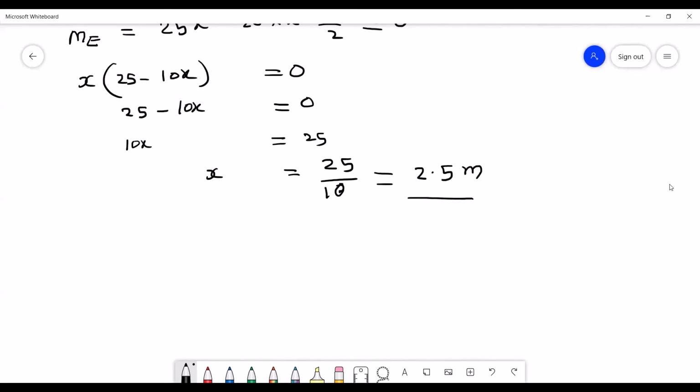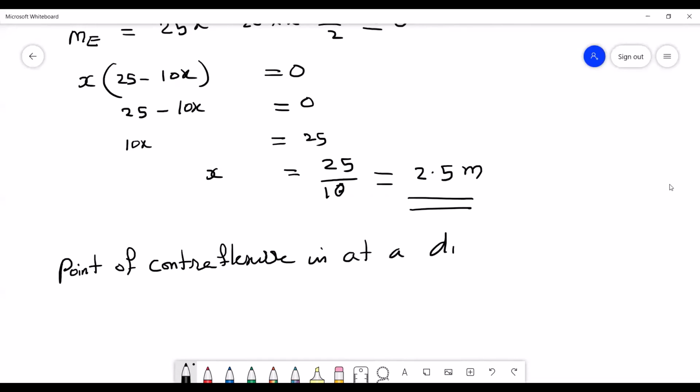This means that the point of contraflexure is at a distance of 2.5 meter from where? From support A.